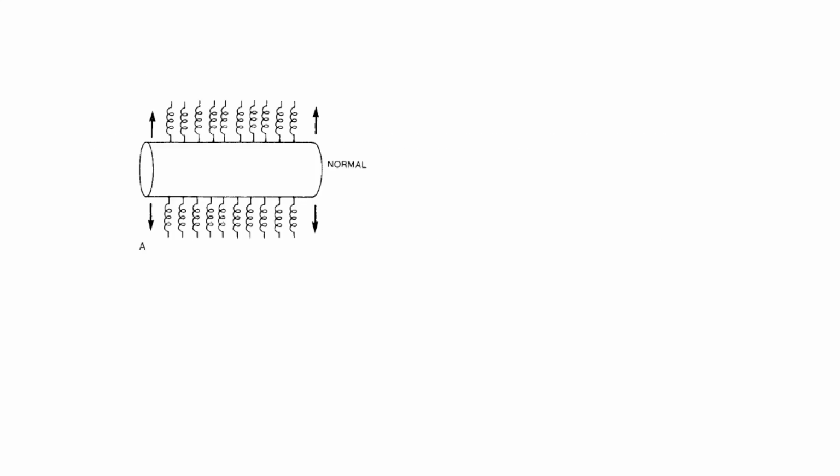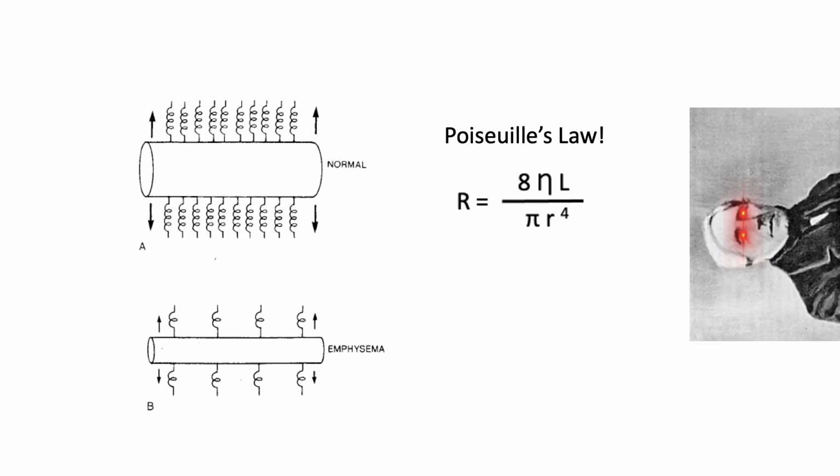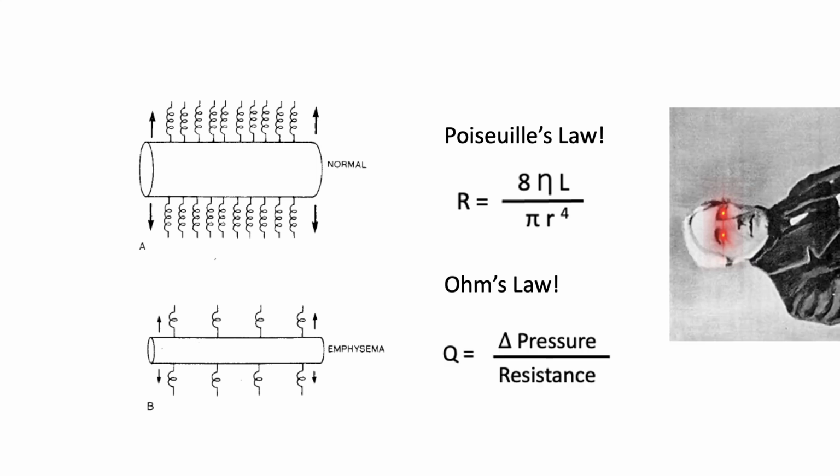All right, so this picture just shows that with a normal airway, you have lots of elastic tissue giving radial traction to keep that airway open. Whereas with emphysema, you're going to lose that elastic tissue, and so you're going to have less radial traction. The airway is going to shrink. You're going to have a smaller radius. And we remember with Poiseuille's law that if you have a smaller radius, you're going to have more resistance. Man, that guy just keeps coming back. And with Ohm's law, an increase in resistance is going to result in a decrease in airflow.